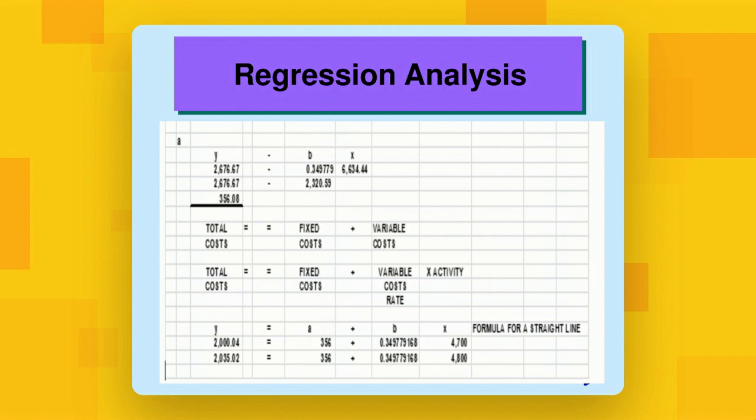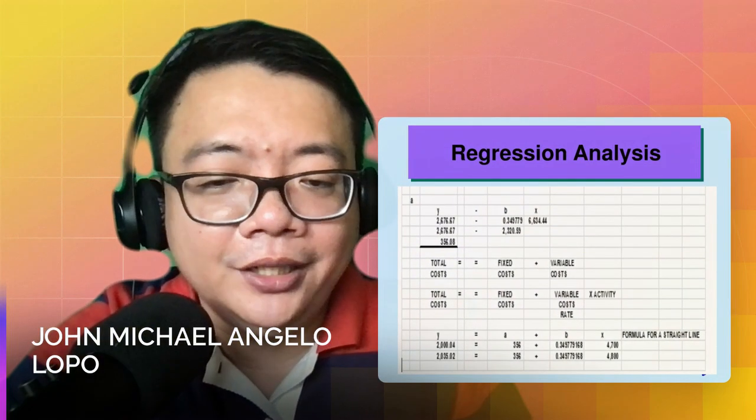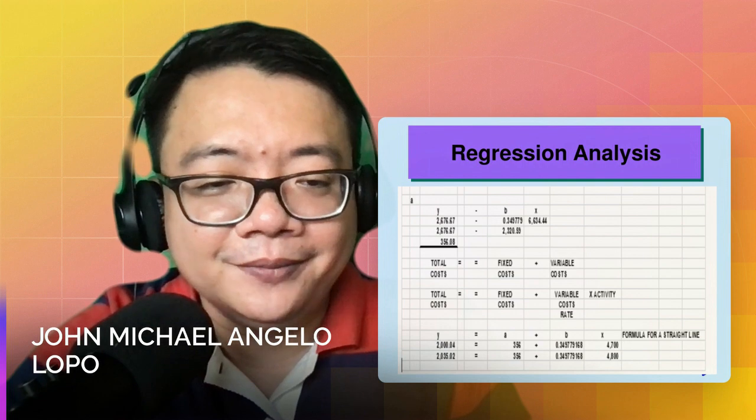356.08. Ayan. So, how do we compute naman in terms of, for example, you have 4,700 as your volume. So, for 4,700, just multiply it by 0.34 and you add the 356. All in all, magkano yung ating cost as total cost? 2,035.0. So, that's your regression analysis.